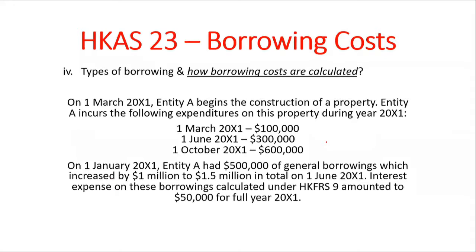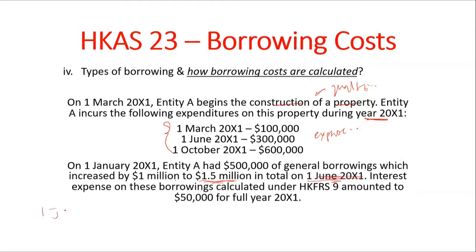So let's look at an example here. On March 1st, 2001, entity A begins the construction of a property. Basically, you can say this is a qualifying asset, because construction will take significant time. Entity A incurs the following expenditure on this property during the year 2001. So we are given the expense here. On 1st January 2001, entity A had 500,000 of general borrowings, which increased to 1.5 million in total on 1st June 2001.